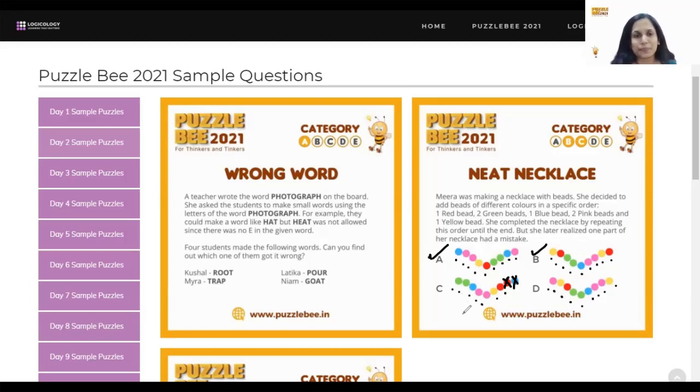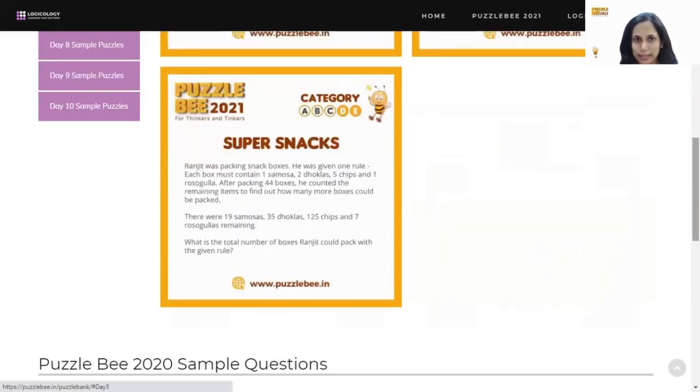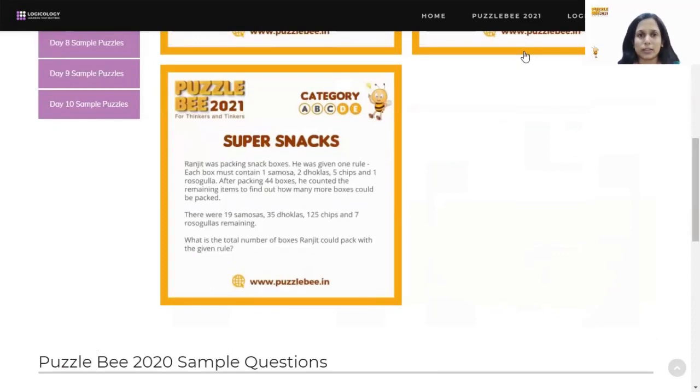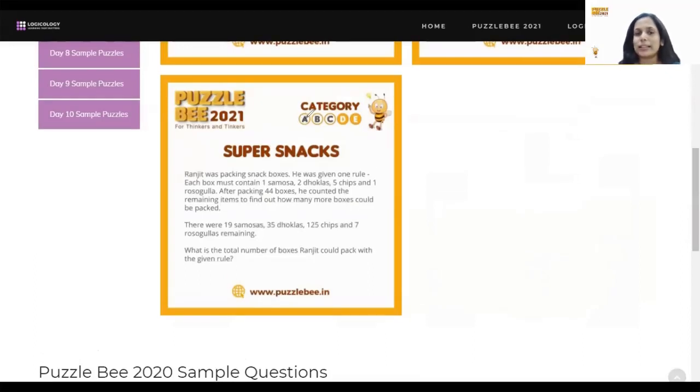So let's now move to the next one. We'll now go to the puzzle for category D and E, Super Snacks. I will clear these drawings. Let's scroll down and go to the Super Snacks. So this was for the elder categories, the senior ones, category D and E, sorry, not C.